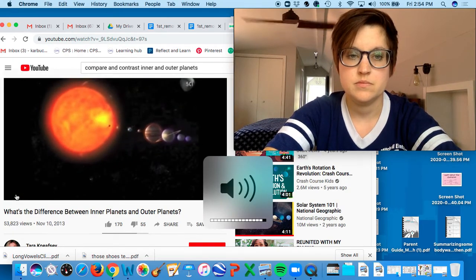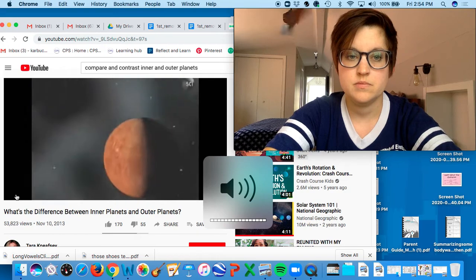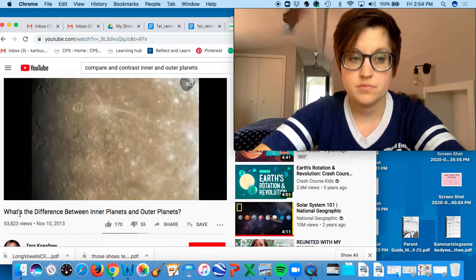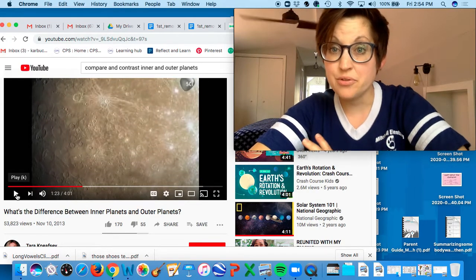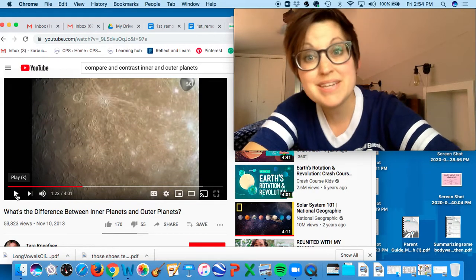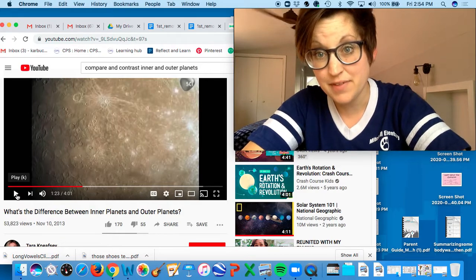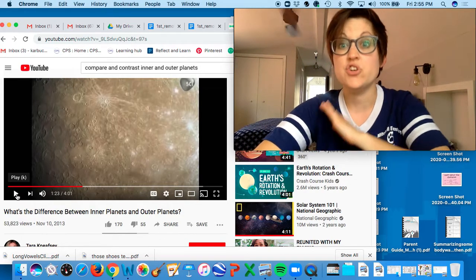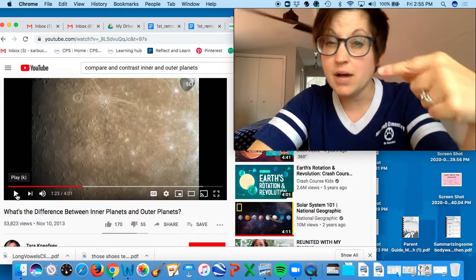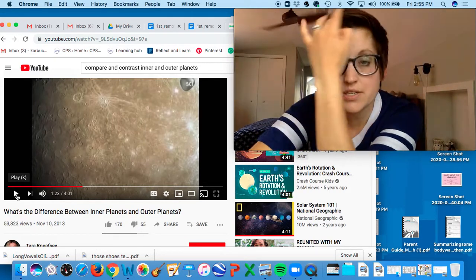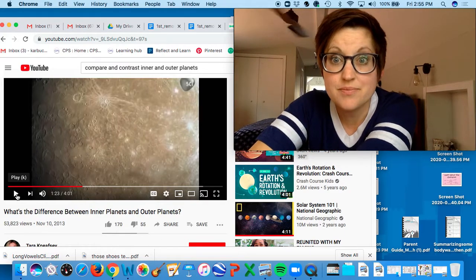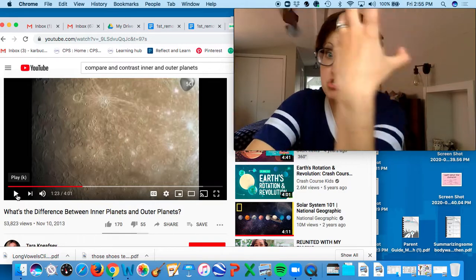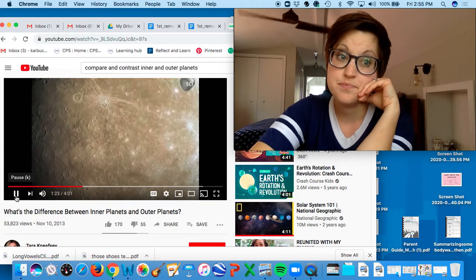Another differing factor between inner planets and outer planets is that inner planets have solid surfaces and thin or no atmospheres. Okay, so that's another thing. We could say that if we make an inner planet, it has to have a solid surface because it's a terrestrial or rocky planet. It also has no or a very thin atmosphere compared to the outer planets. So even though Earth has an atmosphere, it's not as thick as the atmosphere of the gas giants because they're just made of gas, so it's going to be thicker.